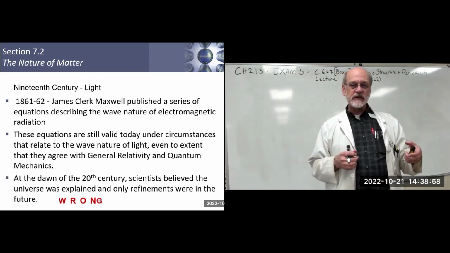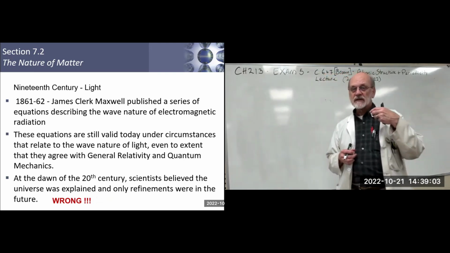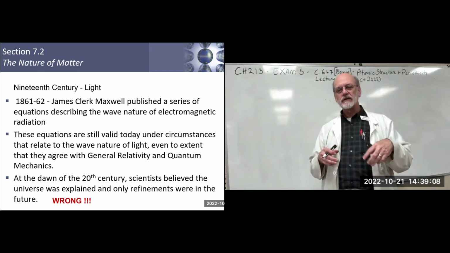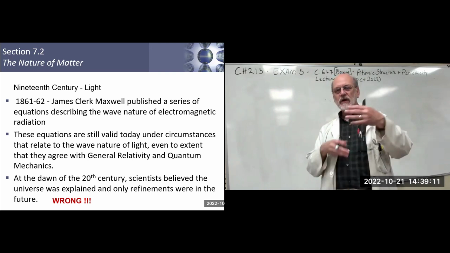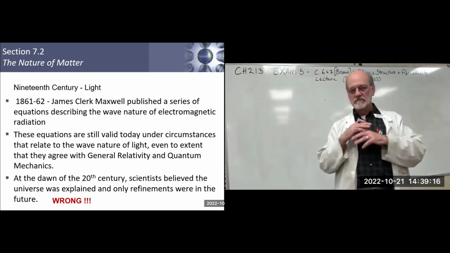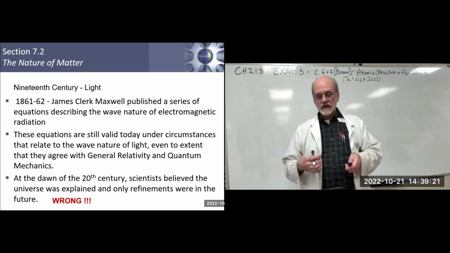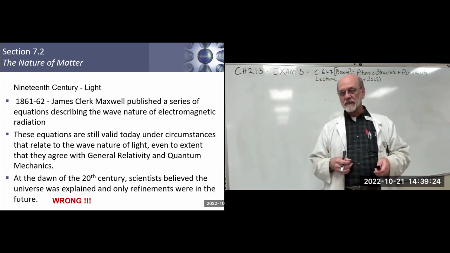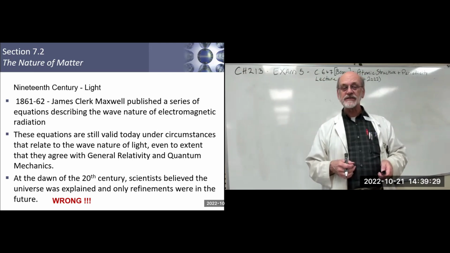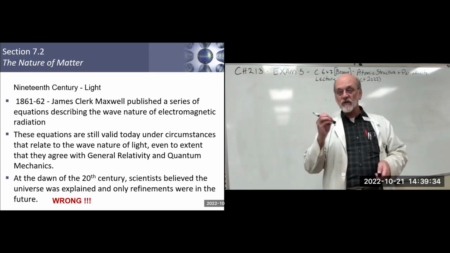At the dawn of the 20th century, scientists believed that they knew all there was to know. The only thing left to be done in the future was to refine those facts, predictions, equations, whatever the case may be. They couldn't be more wrong, because just around the corner was the discovery that light doesn't necessarily behave as a wave. Under some circumstances, it behaves as a particle of matter.